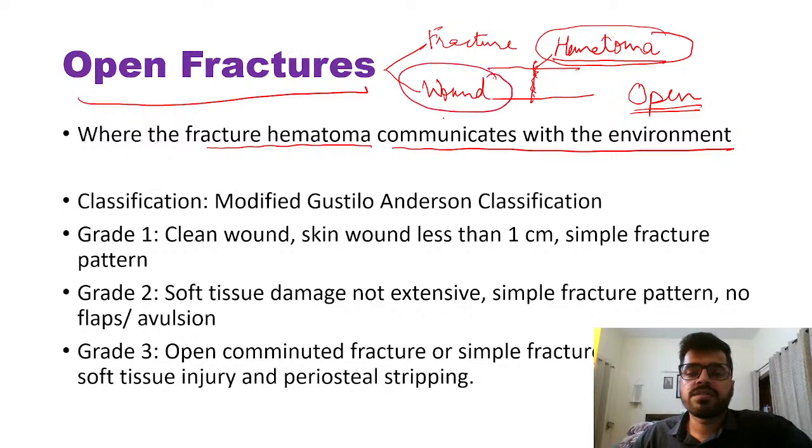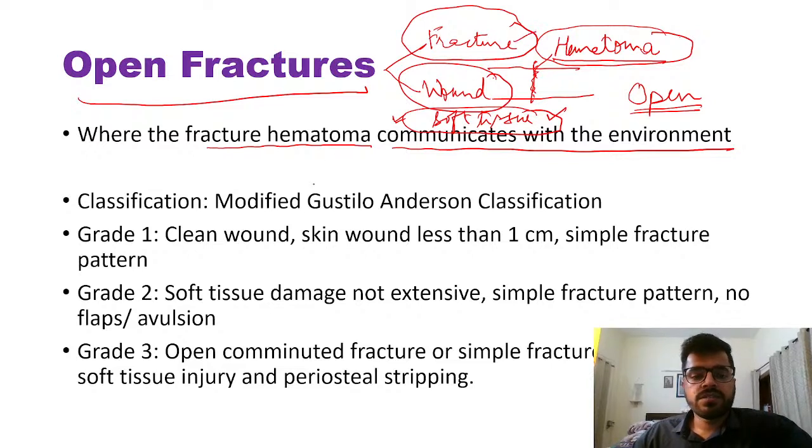Wound, that is soft tissue defect. So soft tissue is more important. It needs to be addressed first. After that, we care about the fracture. First, the wound should heal, then we care about the fracture. So classification, as we all know, modified Gustilo-Anderson classification of open fractures.